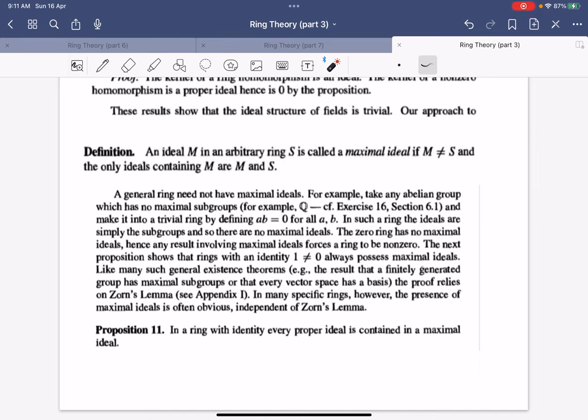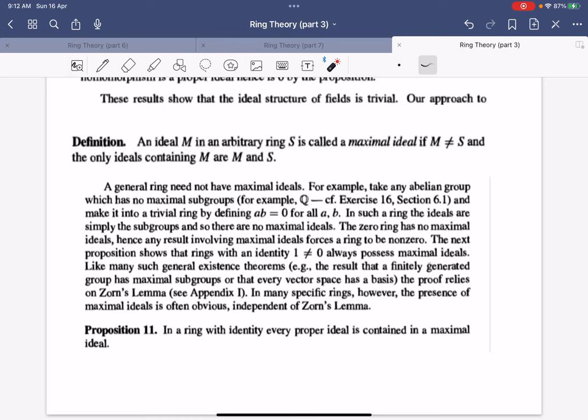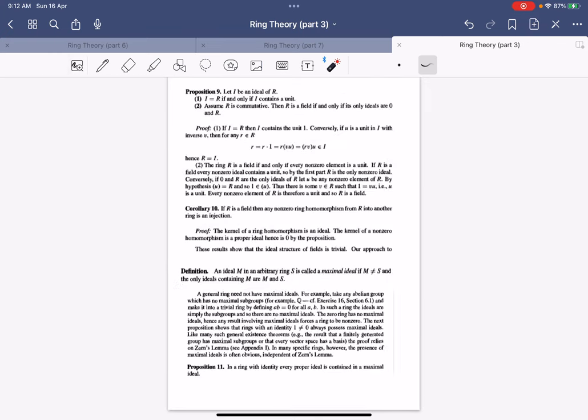But what we want to say now is if the ring possesses an identity that is non-zero, so it's 1, then it must have a maximal ideal. And that's the use of Zorn's lemma. Zorn's lemma is a bit more technical, so I'll leave it to you to read in the textbook. What it says is that if you have a ring with an identity, then every proper ideal is contained in some maximal ideal. So a maximal ideal always exists in this ring.